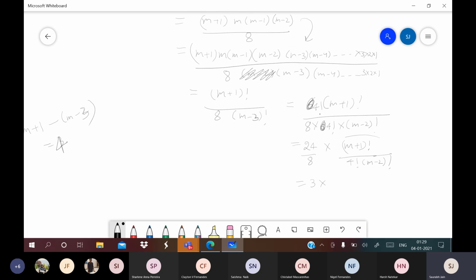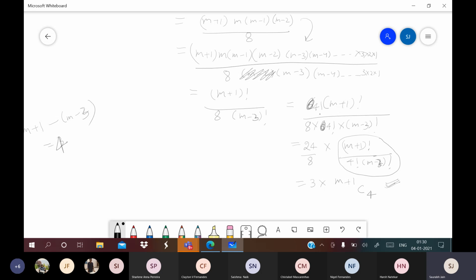And what about this? Change it in terms of NCR. So it will be m minus 3. I change it to m minus 3. So this is m plus 1 C4, because if you use the formula of NCR, it will be m plus 1 factorial, lower number factorial, difference factorial.